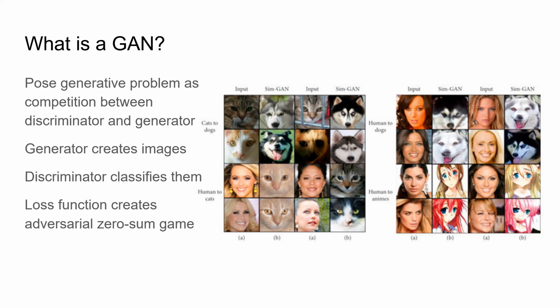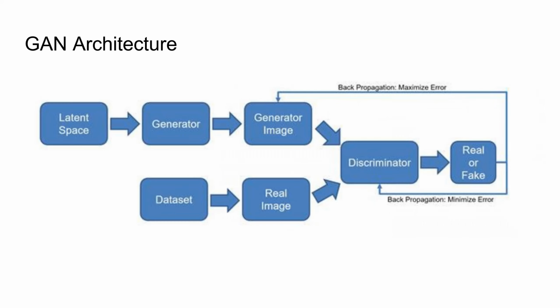And here on the right you can see just some examples of GAN output, wherein they're trying to convert cats to dogs, humans to cats, and anime-fi women. What a time to be alive.